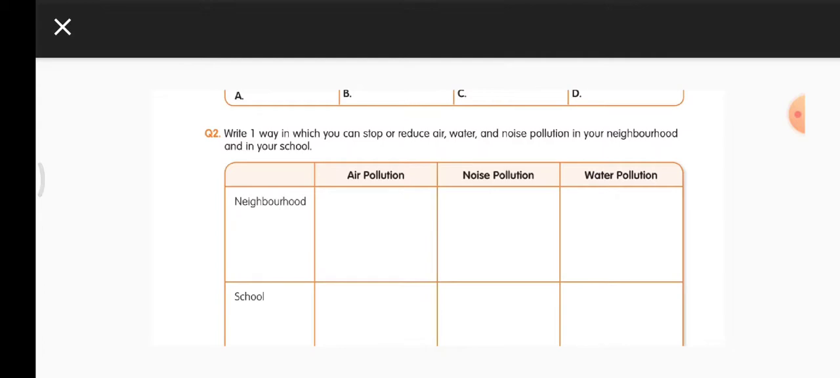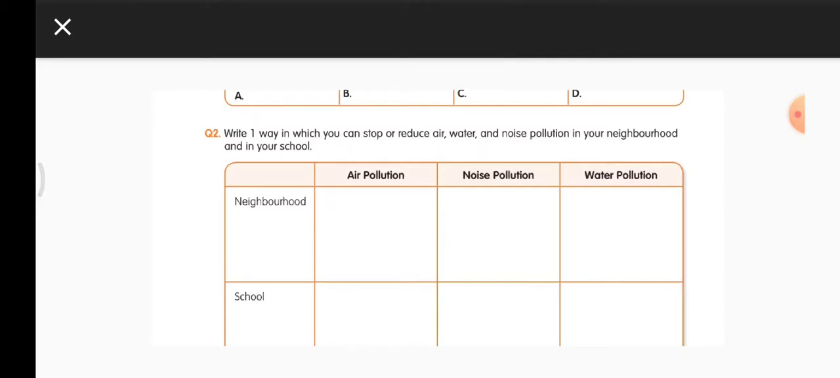In the neighborhood, we can ask people to plant trees. We can put up boards, right? Placards that stop air pollution, that kind. In school, we can plant more trees, put up placards and also write slogans, right? Next, noise pollution. In the neighborhood, you can explain the effects of noise pollution, right? And in school also, we should not shout or make noise which will disturb others, right?